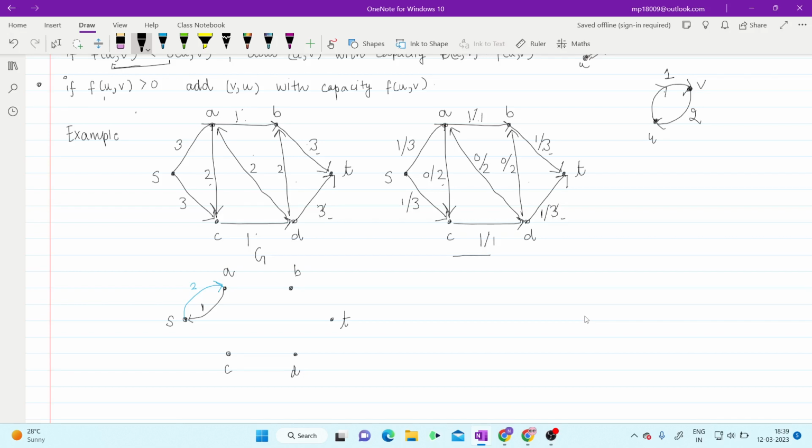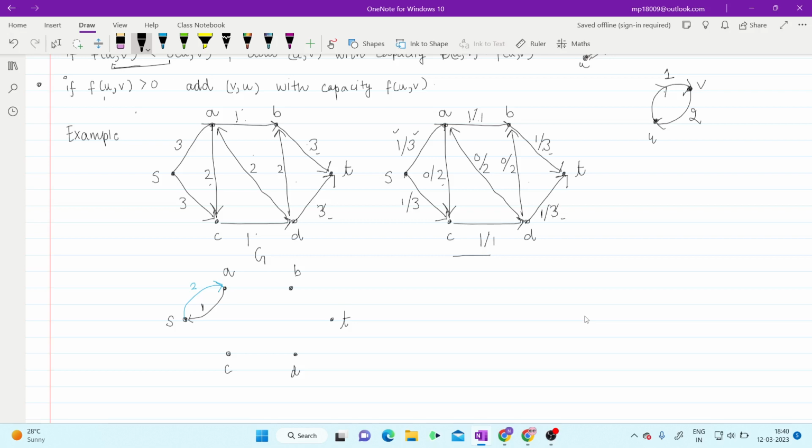So first of all, if I am taking the edge SA, SA has flow 1, capacity 3. So the first condition is satisfied, that is, capacity is strictly greater than flow. So I'll draw an edge in direction SA with the value which is the difference, which is 2. And also flow value is strictly greater than 0, which is 1. Therefore I'll also draw an edge in the opposite direction, which is 1.